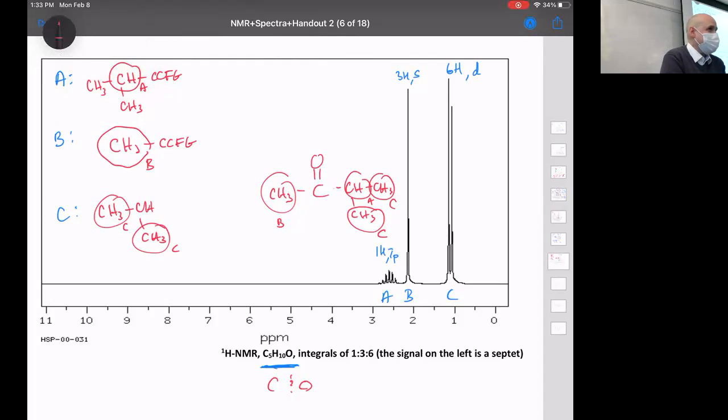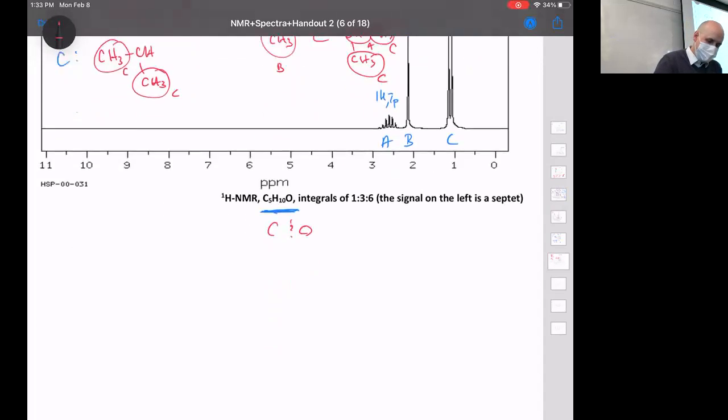So if we had run IR first, we would have known there was a ketone, and that would have made our job a lot simpler here. We wouldn't have had to figure anything out, but we could figure it out without that. And so that works, and that's the only thing we've got here.